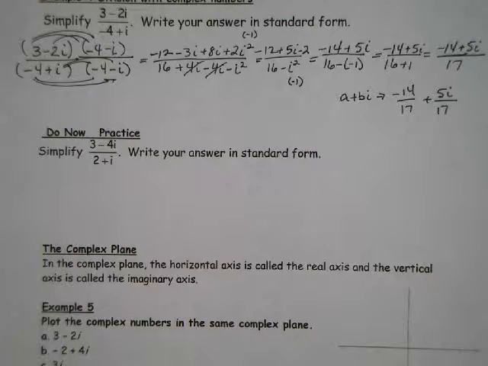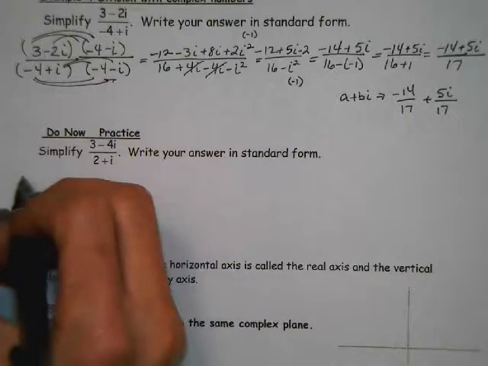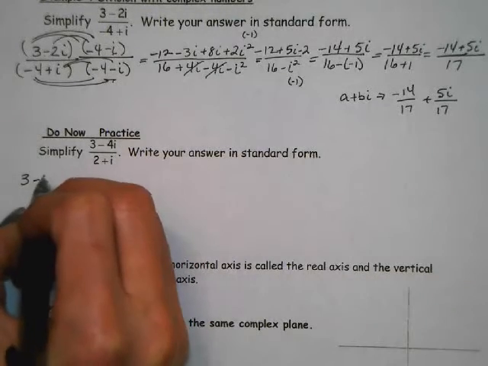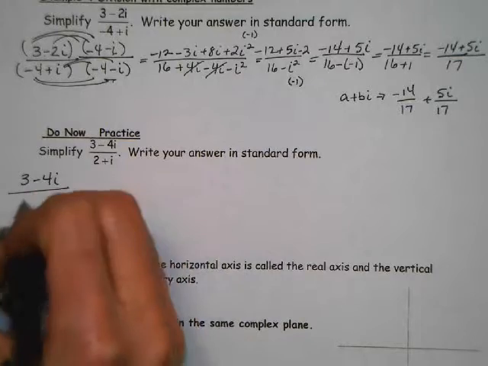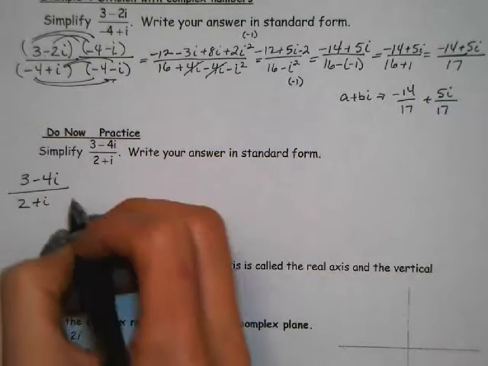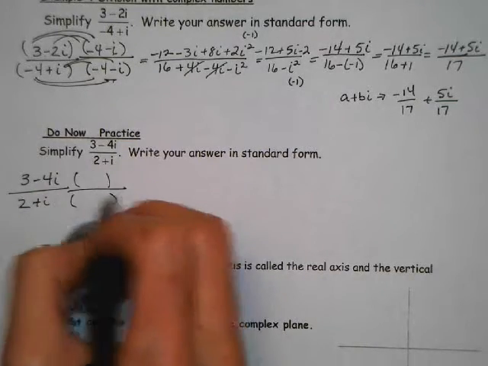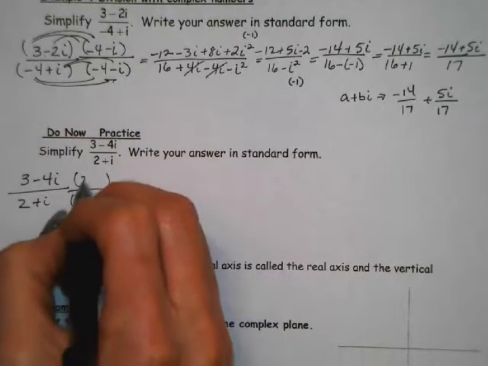If you had a chance to answer this now, then this is how hopefully it looks. 3 minus 4i over 2 plus i. I'm going to multiply by its conjugate, and that would be 2 minus i over 2 minus i.